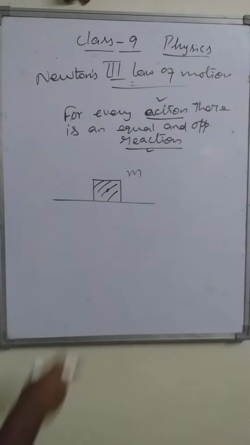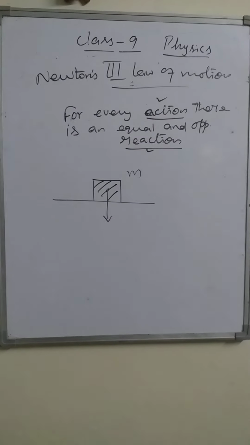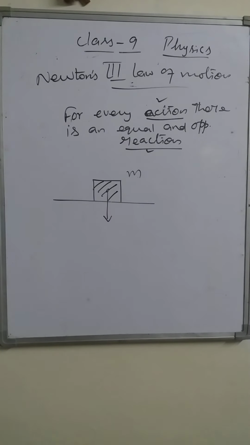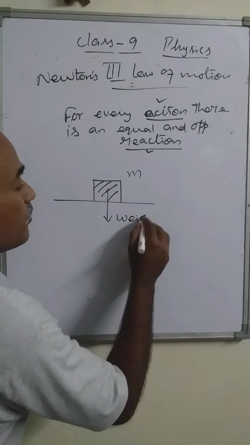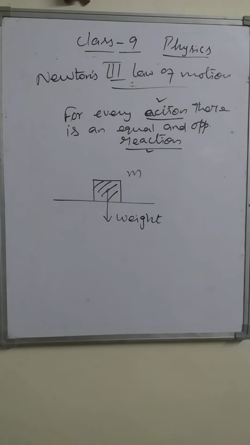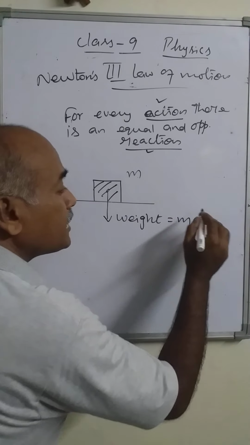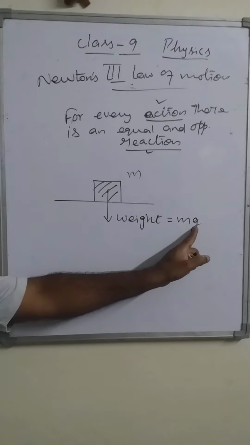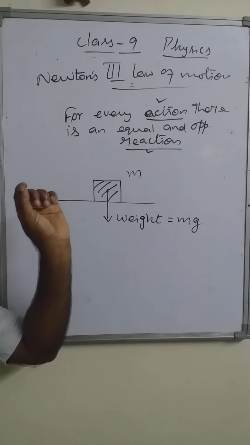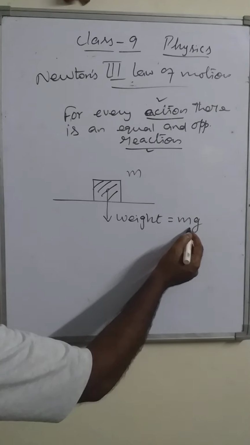The force on the earth in the downward direction is also called its weight. So the weight is equal to the mass into acceleration due to gravity. In the first chapter, we discussed this acceleration due to gravity. It is the acceleration produced in any object when it is attracted towards the earth. That is acceleration due to gravity.